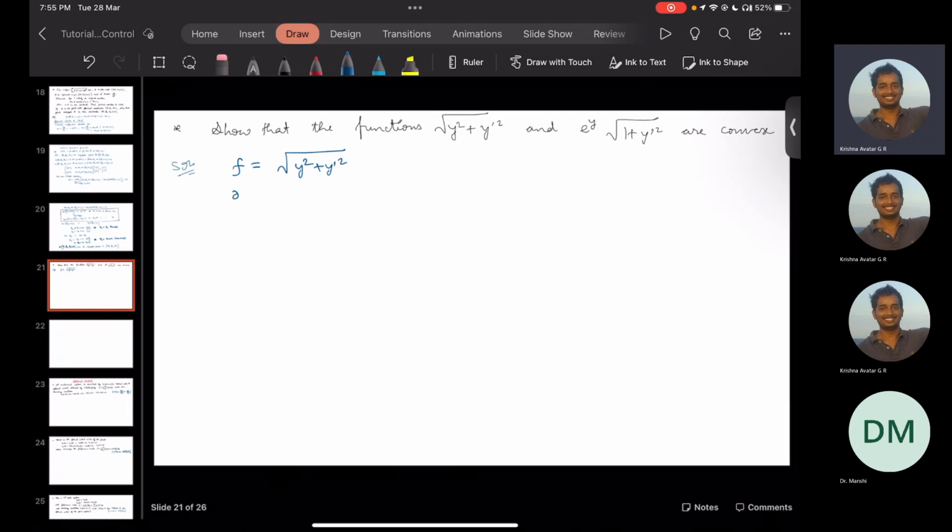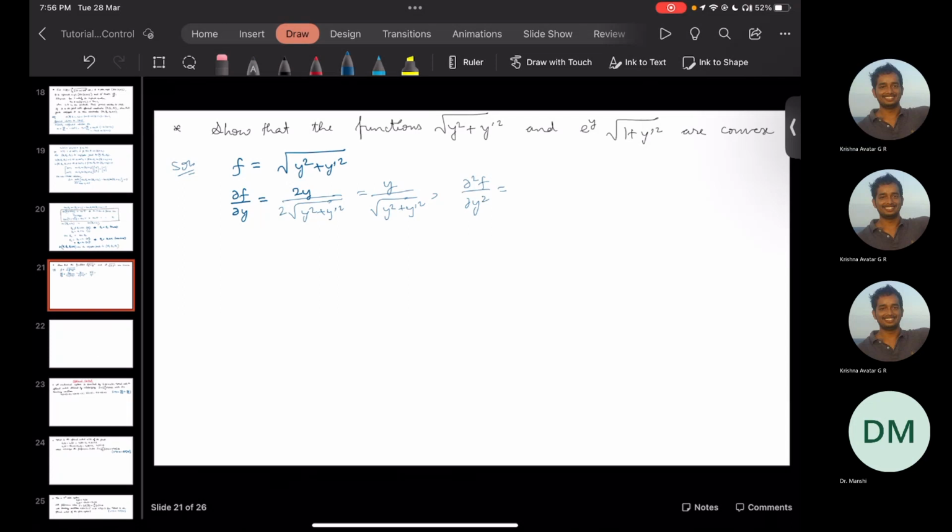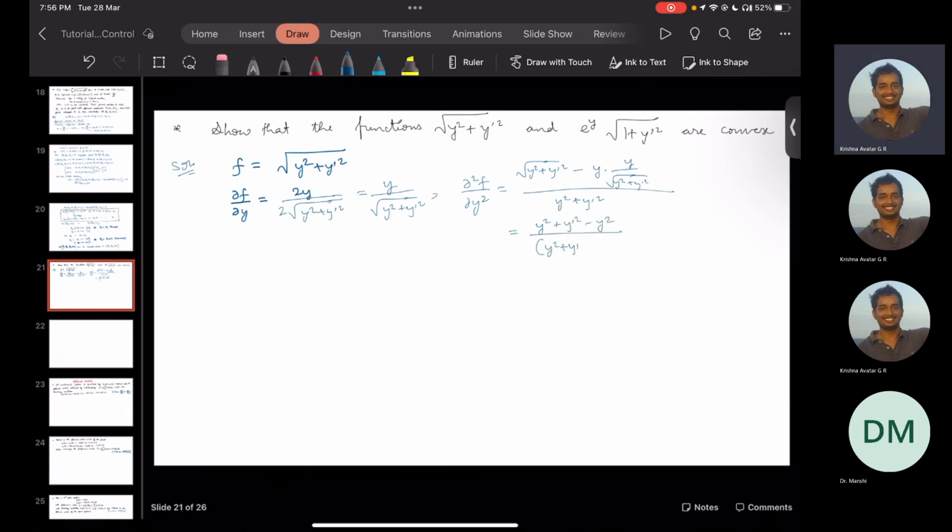So the first derivative, del f by del y, is equal to 2y over 2 root over y squared plus y prime squared, isn't it? And this is y over root of y squared plus y prime squared. The second derivative of f with respect to y squared is, well, now we'll have to use that u by v rule. So the first thing is root over y squared plus y prime squared minus y into y by root over y squared plus y prime squared, divided by y squared plus y prime squared, is equal to y squared plus y prime squared minus y squared divided by y squared plus y prime squared.